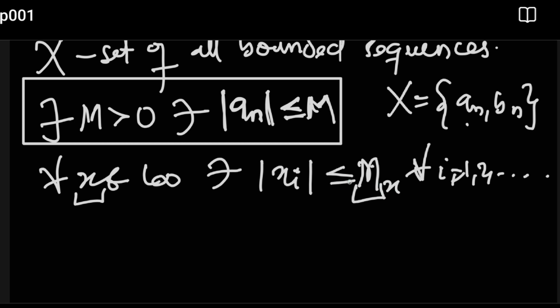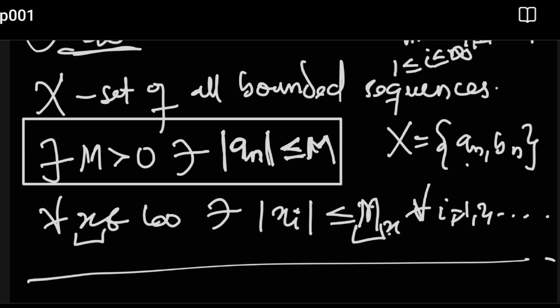So remember, M is a real number, right? M is greater than 0. M is a real number which may depend on x. So this is just the definition for L infinity. If there is any problem as we move forward in the course under this, then let us know. So let's move to another example.